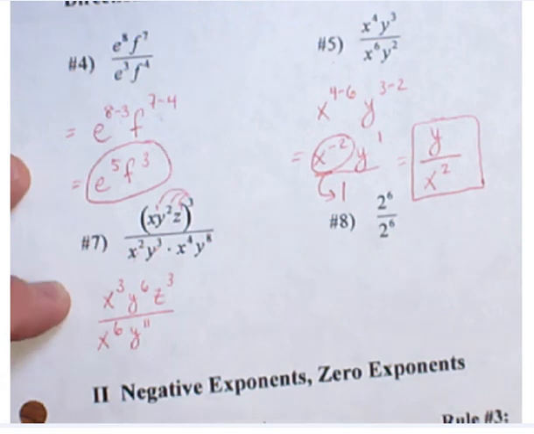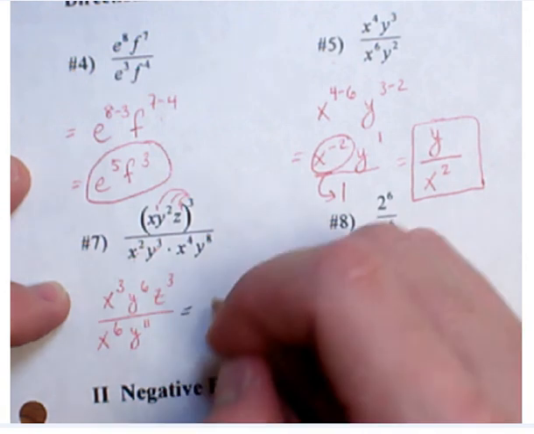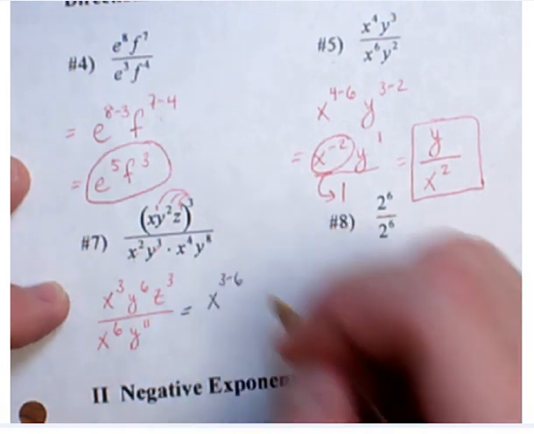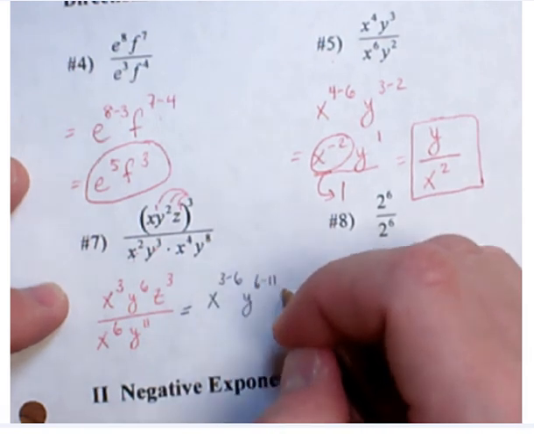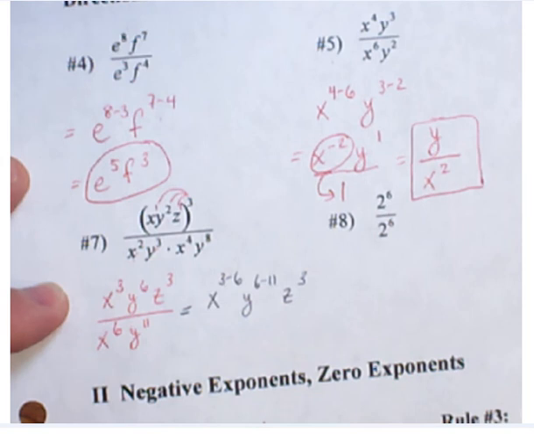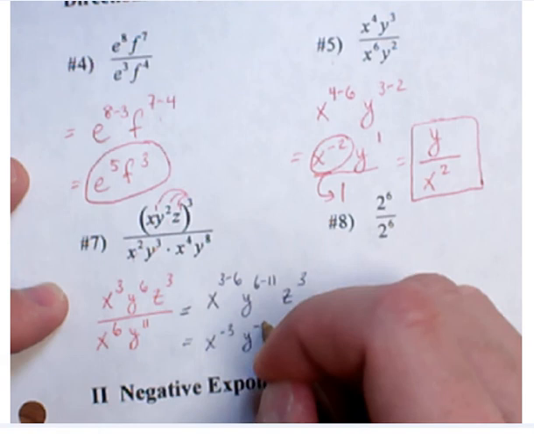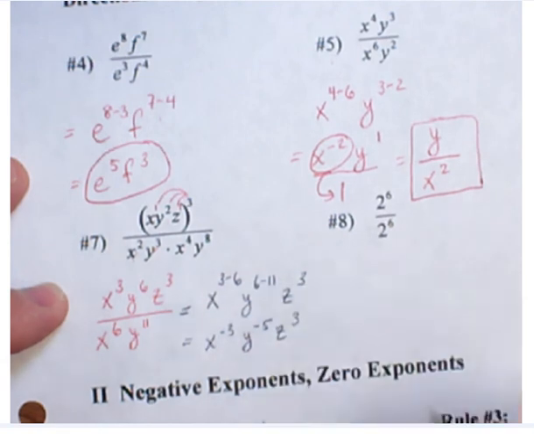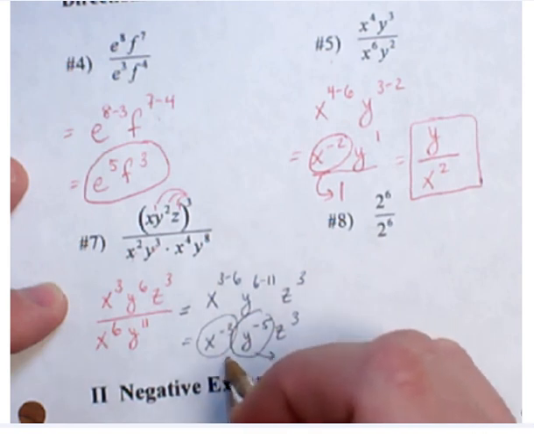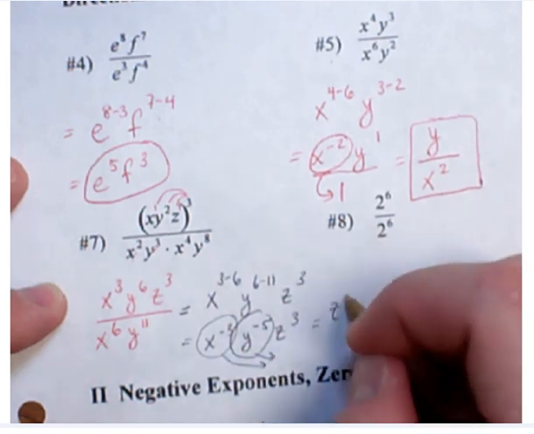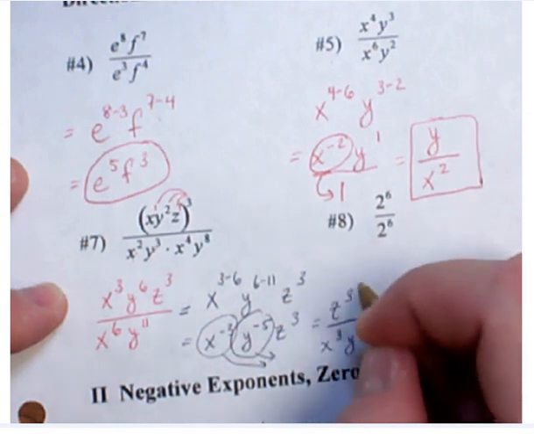Now we can divide. When you divide variables, what do you do? You keep the base, subtract the exponents. So x to the 3 minus 6, y to the 6 minus 11, and then z to the third stays like it is. We get x to the negative 3, y to the negative 5, and then z to the third. When you have negative exponents, we're going to bring those down. So we get z to the third over x to the third, y to the fifth. And that's our answer.